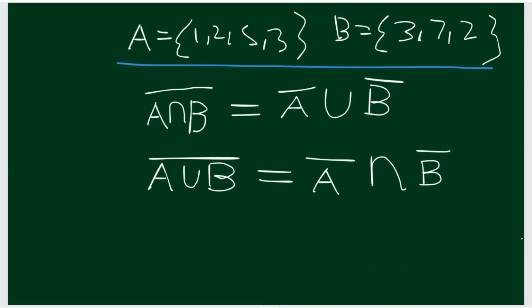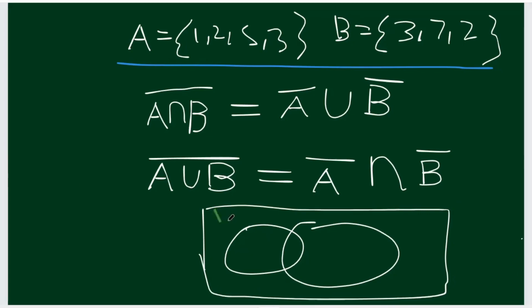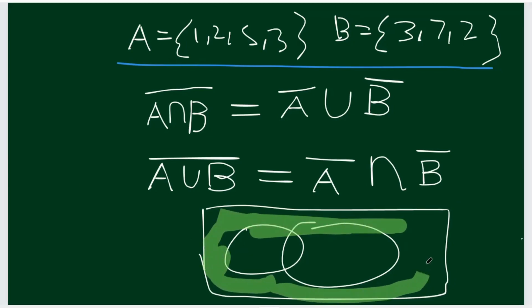Now you can use a Venn diagram to help you visualize it. For instance, the not A intersect B is anything outside of A intersect B, right? And for A union B, if you just draw a space outside, that would be the entire area outside of the entire Venn diagram, right? So use this diagram to help you visualize why these two statements are true.